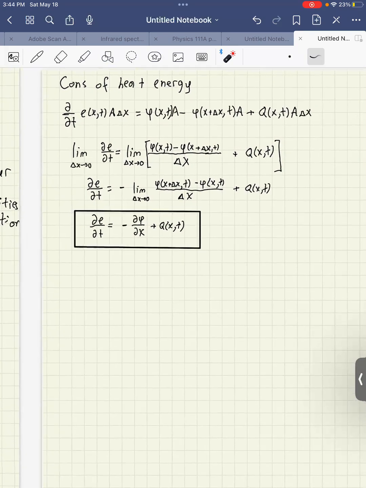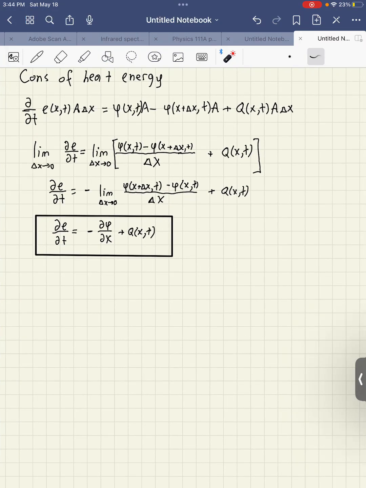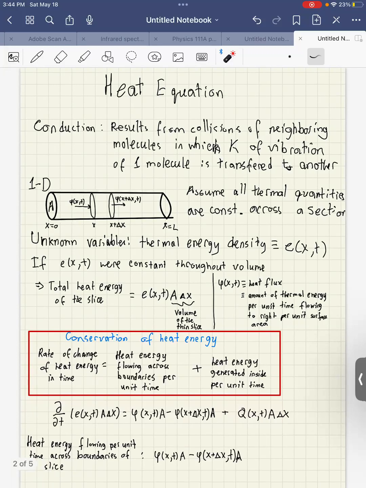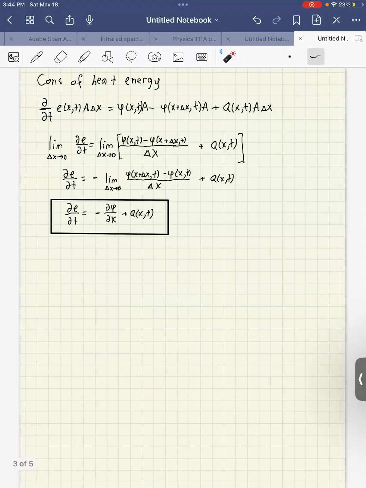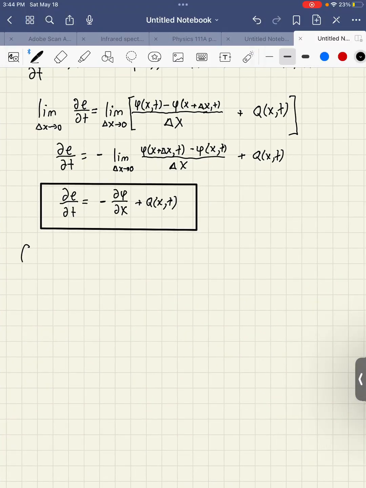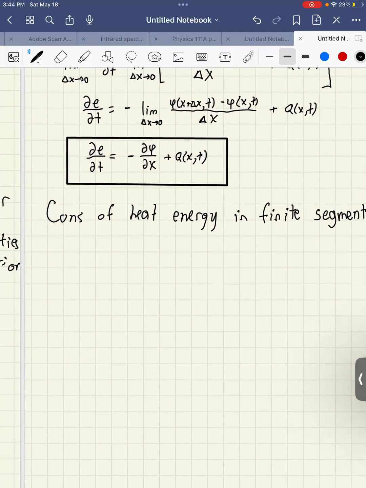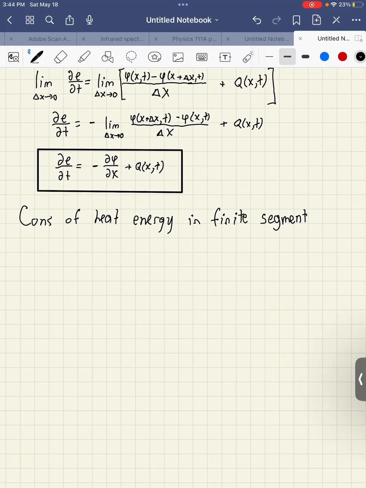But now, let's look at the same conservation of heat energy in a finite segment. Since here we were looking at an infinitesimally small segment, now we are looking at a finite segment. So let's write again the conservation of heat energy in a finite segment. Okay? So let's consider another rod.